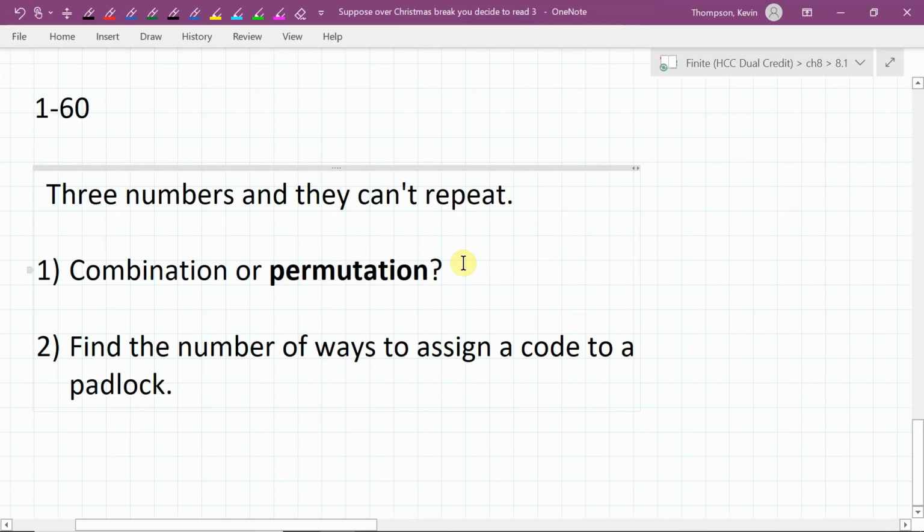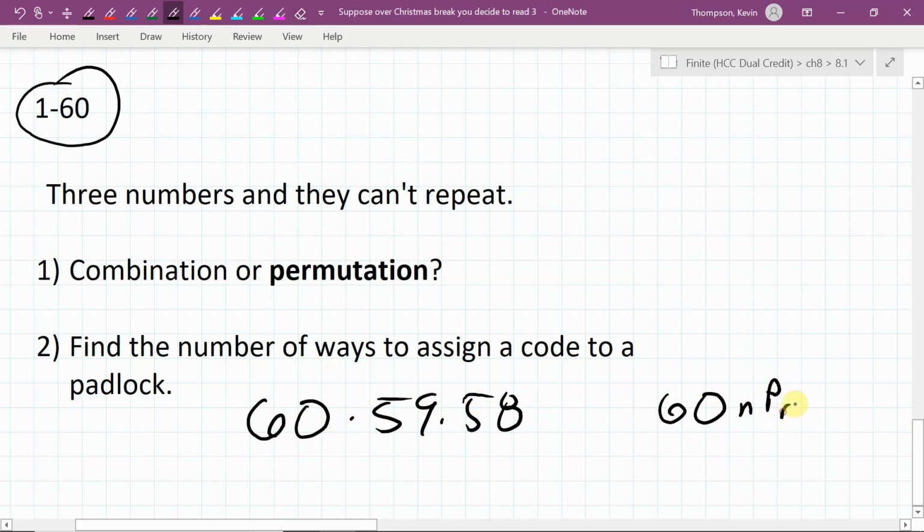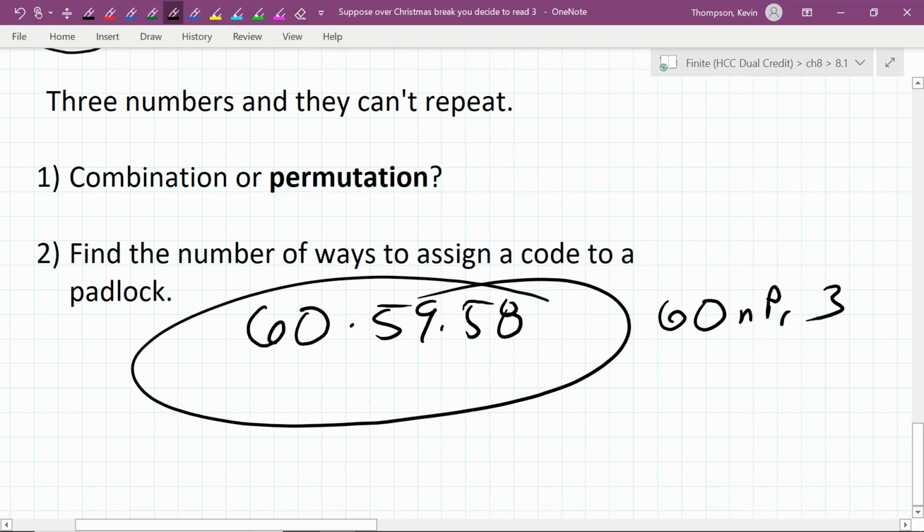It's a permutation, okay? So there are 60 numbers, 1 through 60. So this should just be 60 times 59 times 58. You can also do on your calculator 60 nPr 3, because we're choosing 3 numbers. But it should be this answer here.